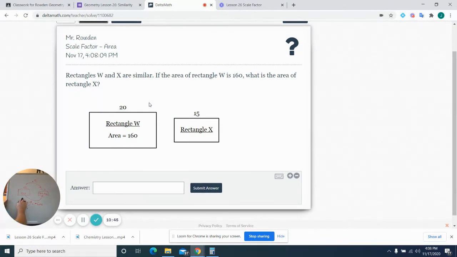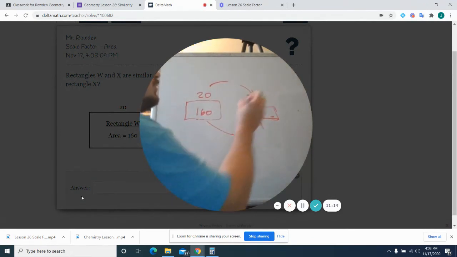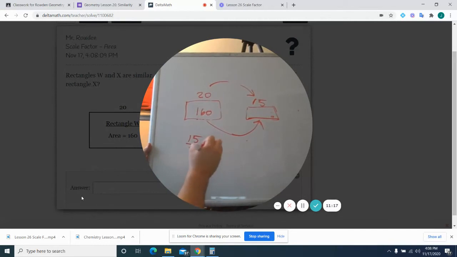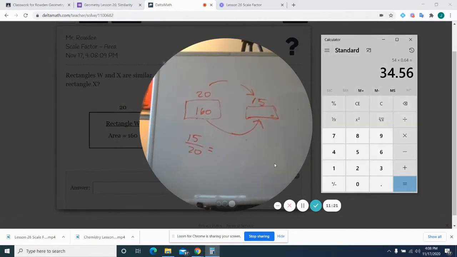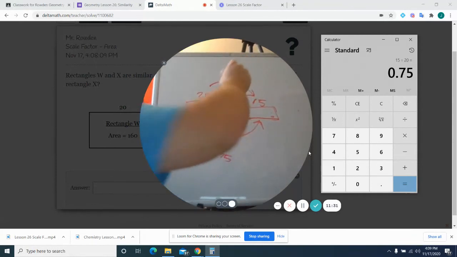All right, so this time we have the side, it's going from 20 to 15. The area right here is 160. What is the missing area on the smaller rectangle? So we're going from 20 to 15. So remember, do what you turn it into over what it was to begin with. And 15 over 20, let's type that in the calculator. 15 divided by 20 is 0.75. So the scale factor for the sides is 0.75.